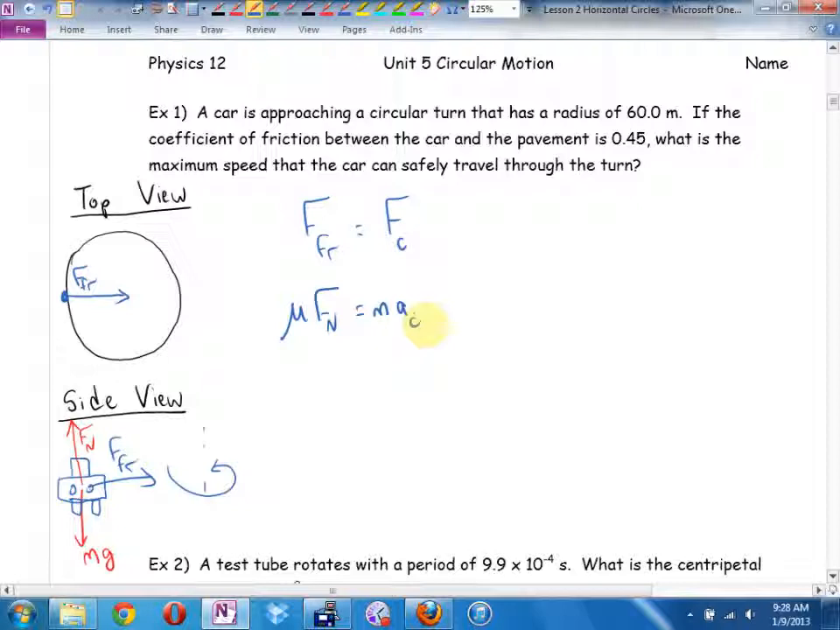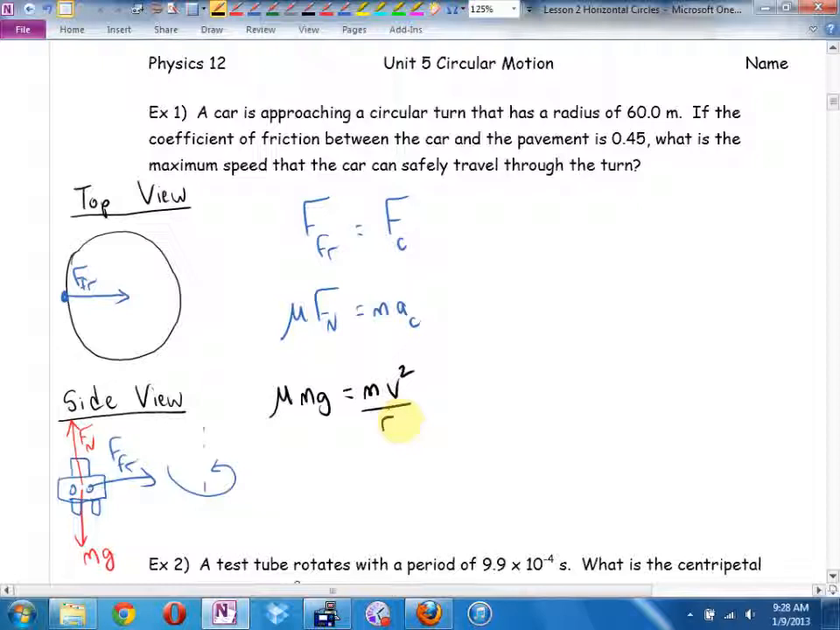Okay, my next line. Mu, oh, I don't know the normal force. Oh, but look. I know another force the same size as the normal force. And this equals mv squared over r. Why v squared over r? Because they said they wanted speed. They could have asked how long to go around once, then I would have used the 4 pi squared r over t squared, period.